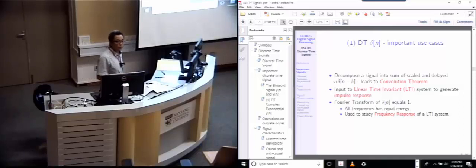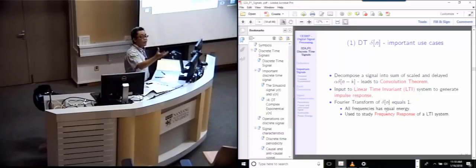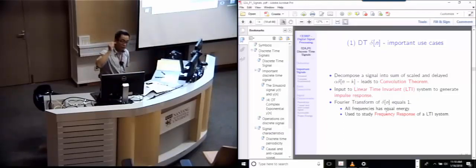The last one, which is a bit more difficult to understand, is, briefly, if you perform a Fourier transform on delta n, you will see that it is composed of equal energy at all frequencies. It is a signal that contains all frequencies with the same amplitude, 1, for example, or the same energy. Using that, we can study the frequency response of an LTI system. So you see the three important uses of the delta.